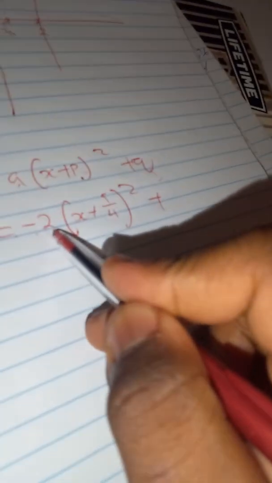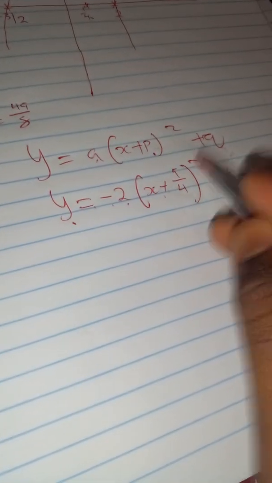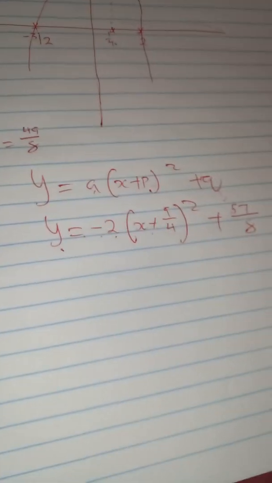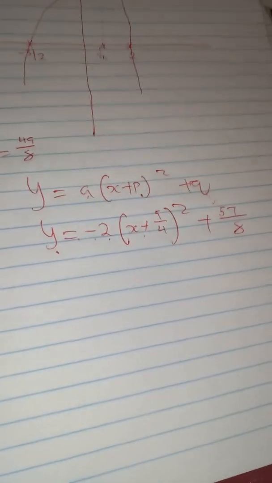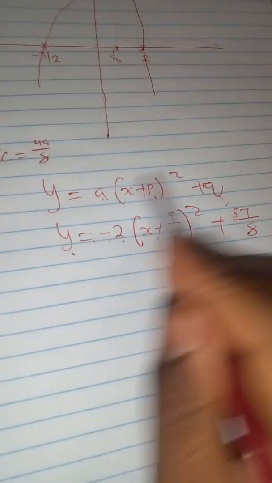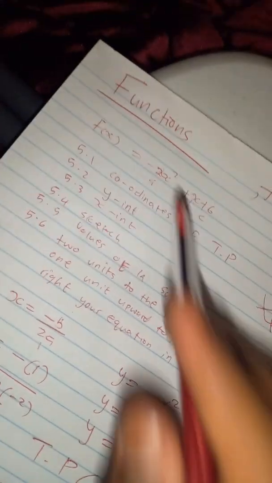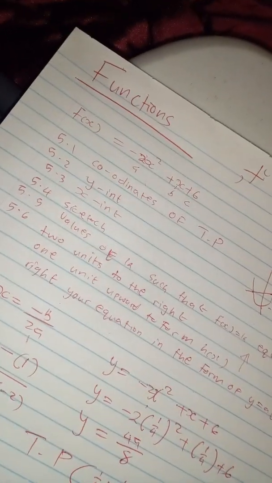So now let me check my y value. They said 1 unit upward, so it means that on my y value I should just add 1. 49 over 8 plus 1 is equal to 57 over 8. So I'm just going to write y is equal to negative 2 (x plus 9 over 4) squared plus 57 over 8. You see, this is my equation. If you didn't write your value for a, that's wrong. So on this one it is a, b, and c.